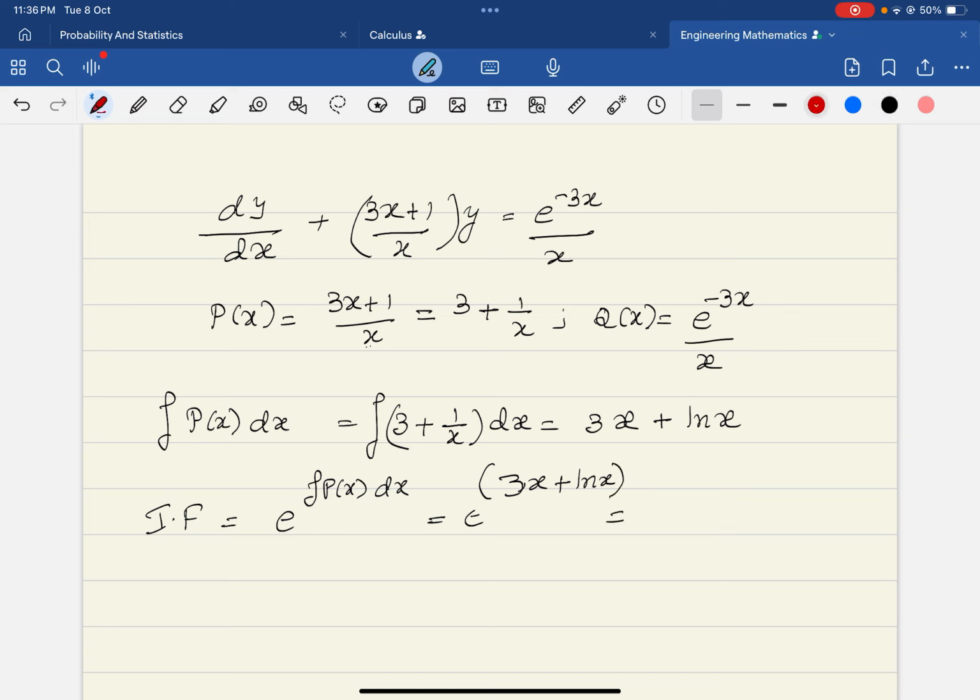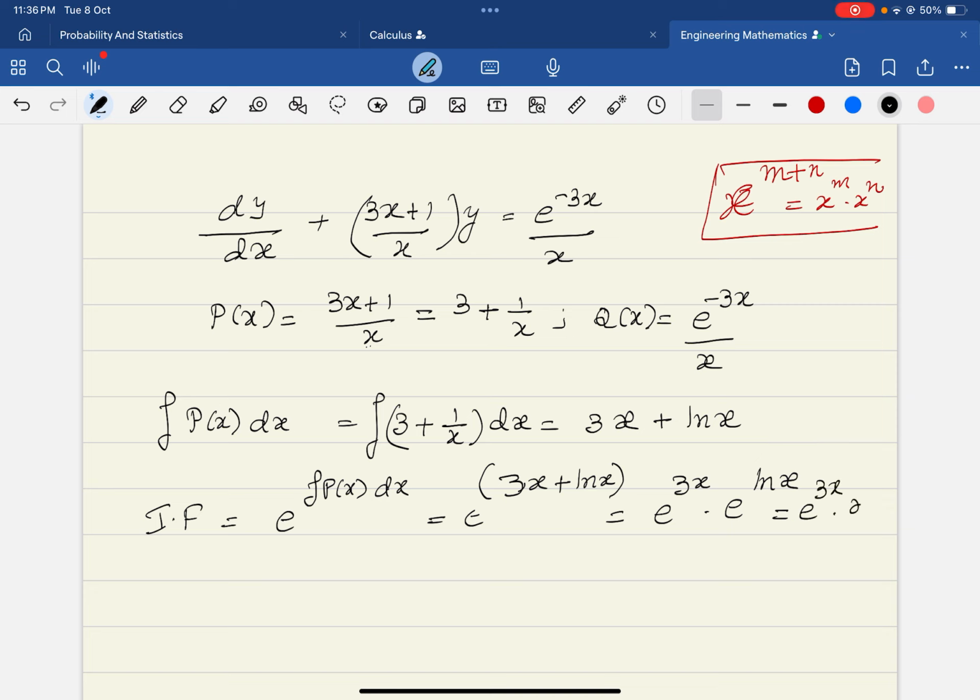So how will you rewrite this? Do you know the formula that x power m plus n can be written as x power m multiplied by x power n? We know this, right? By using the laws of exponents. So we can write this as e raised to 3x times e raised to ln x. So what is this? E raised to 3x, and e raised to ln x is x. So this is the integrating factor.